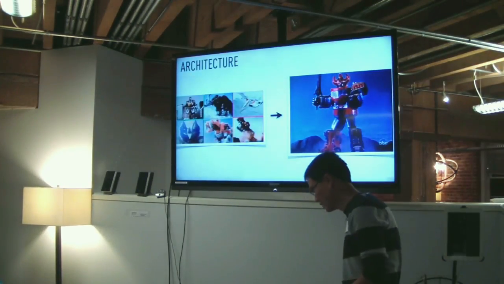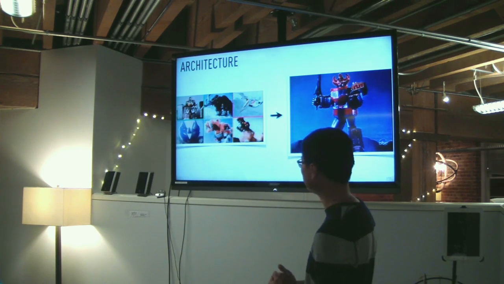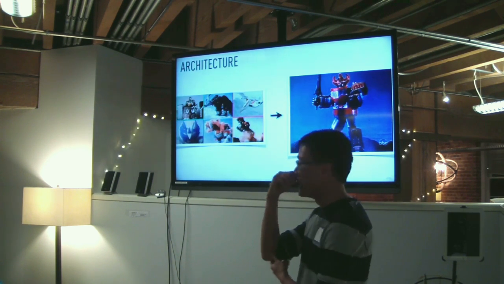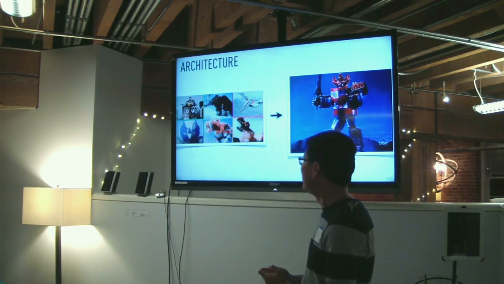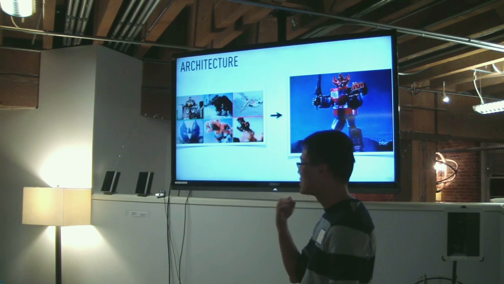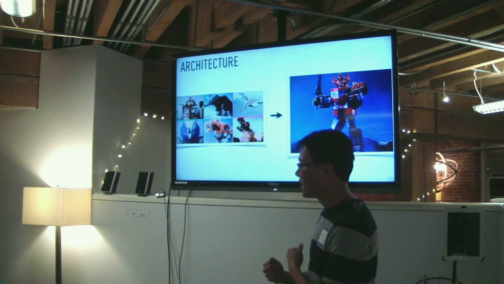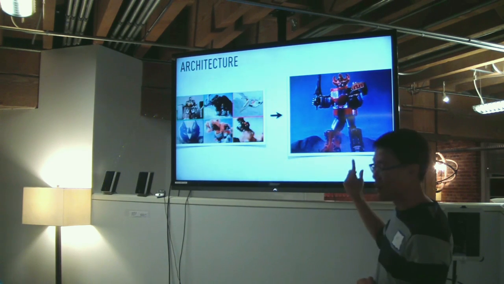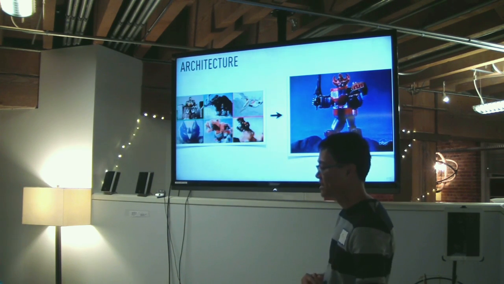Okay, so the architecture of Druid. I found it easy to describe the architecture of Druid in the context of a popular 90s television show, Mighty Morphin Power Rangers. The idea behind Mighty Morphin Power Rangers is basically the good guys, whenever they fought the bad guys, would summon these giant robots called Zords. And when the bad guy got too hard to beat, the Zords would combine together into this giant fighting robot called the Megazord. And then the Megazord would beat the bad guy, and the good guys would win, and the day is saved.